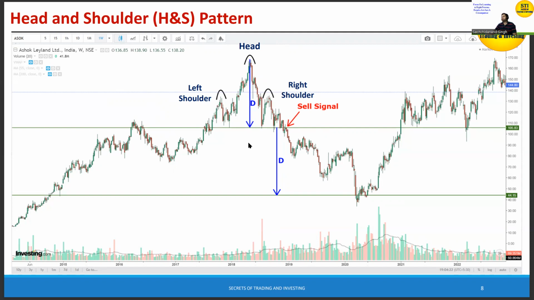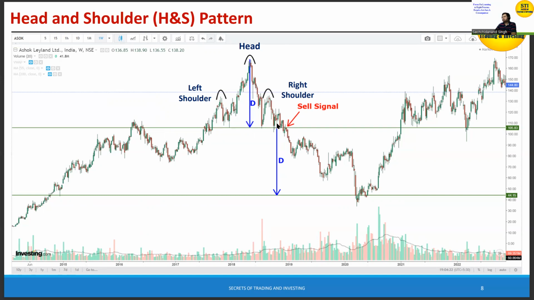What the head and shoulder pattern suggests is that once this kind of formation happens and you connect the neckline, that is, the bottom of the left shoulder and the bottom of the right shoulder, you get the neckline. The distance from the top of the trend, that is the head, to the neckline, that depth, let's say D, is the indication of how much fall is happening.